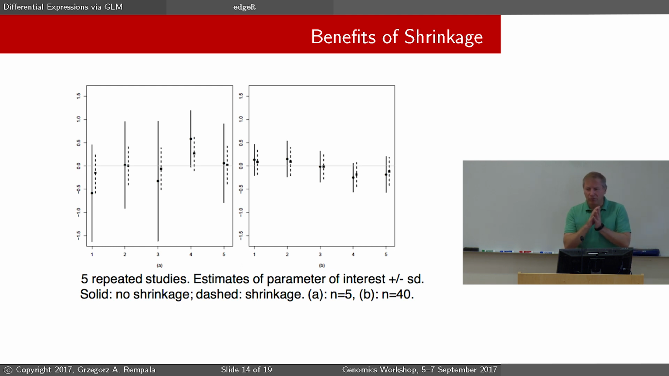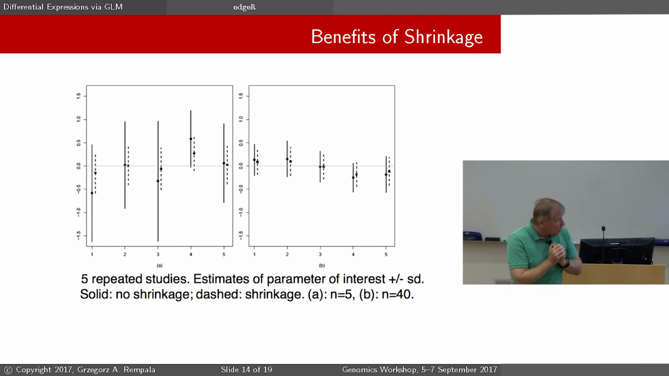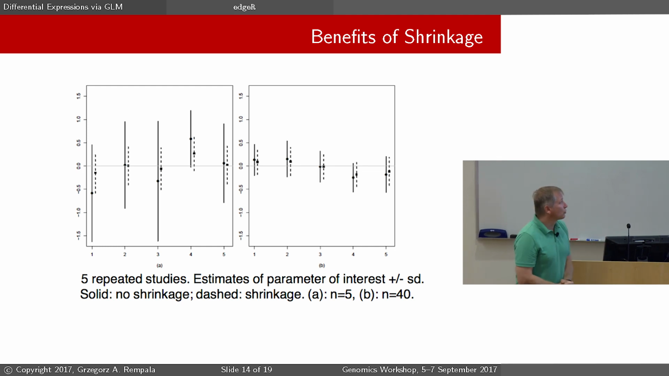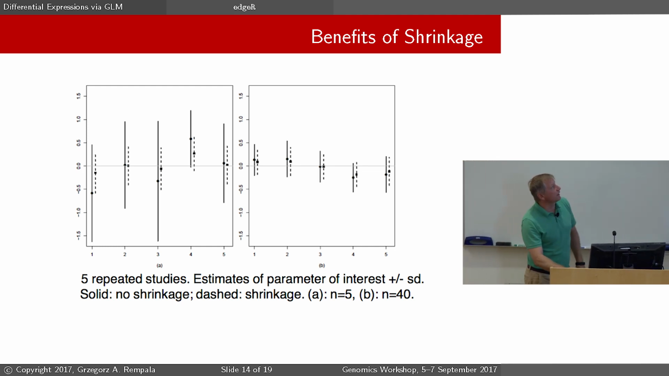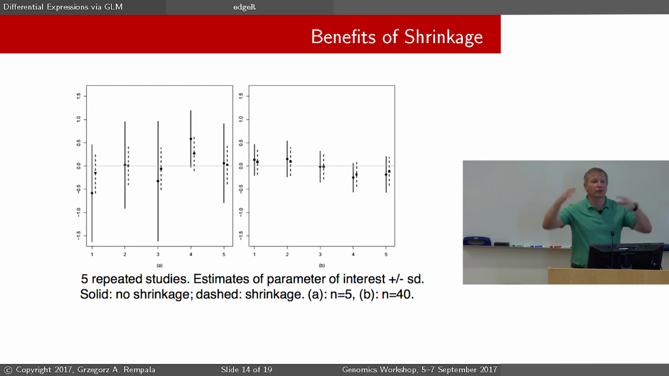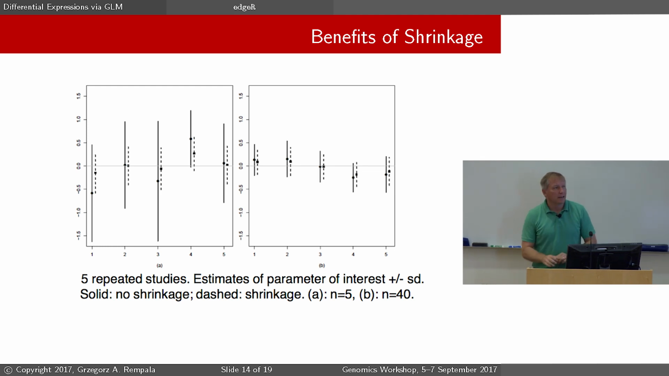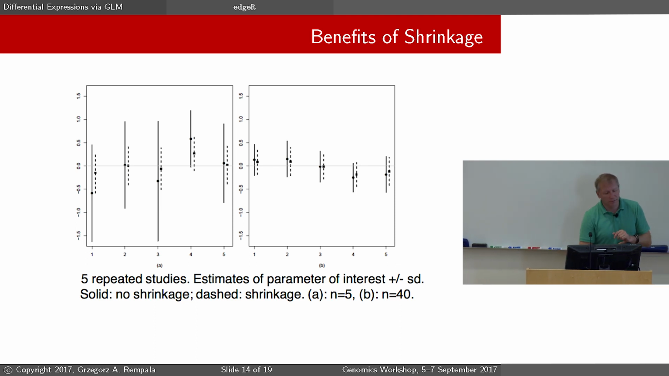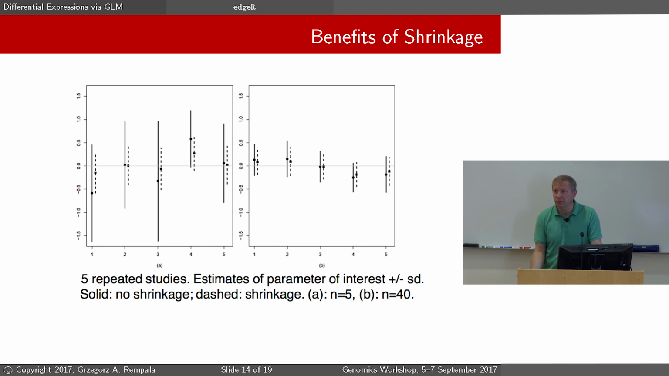The dotted lines are the ones in which I use the shrinkage idea for estimating the over dispersion, and the solid ones are when I did not. So what you should be able to see is that I had a much, much larger variance overall. And also, the reproducibility of this data set is lower than if I actually use the shrinkage. Reproducibility means that in all of these 5 studies, the distributions of these parameters were much closer to each other.